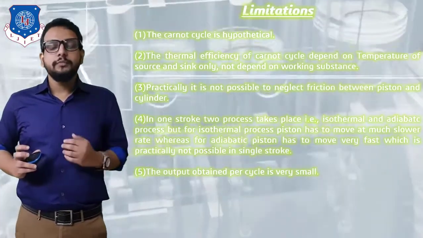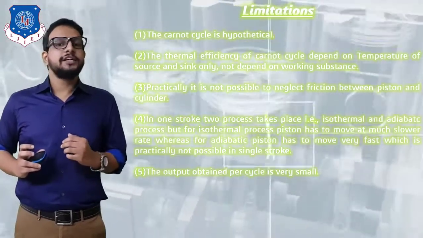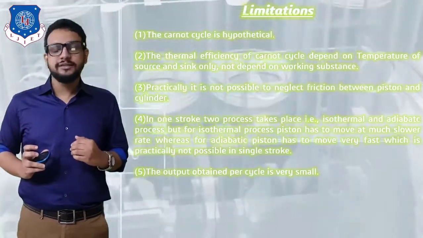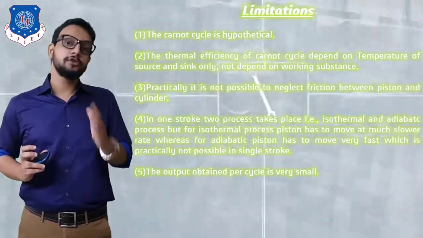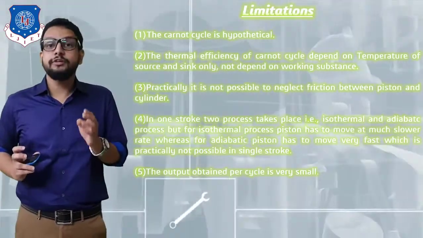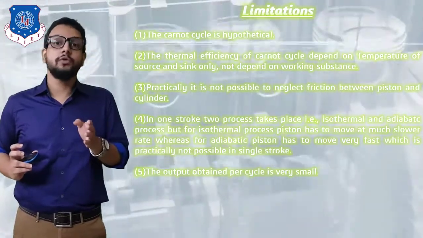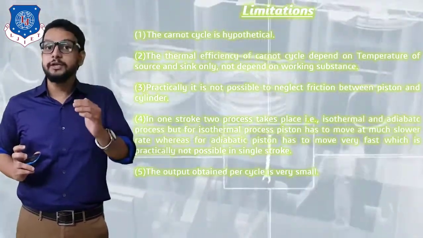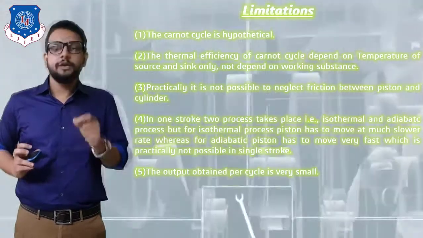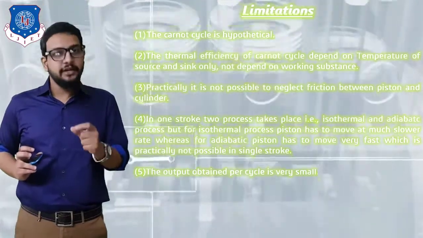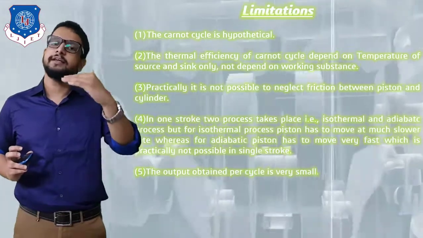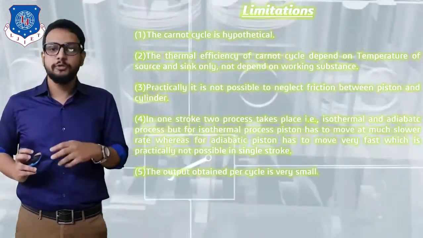Fourth one, in one stroke, as we know, two processes take place, that is, isothermal process and adiabatic process. But for the isothermal process, the piston has to move at a much slower rate, right? That is, it is required that the system should get time to transfer heat energy from the system to the surroundings in order to achieve constant temperature at the final state. Whereas for the adiabatic process to take place, the piston has to move at a much faster rate, which is practically not possible to take place in a single stroke. That is, first moving slowly and then suddenly moving at a faster rate, which is not possible, right?